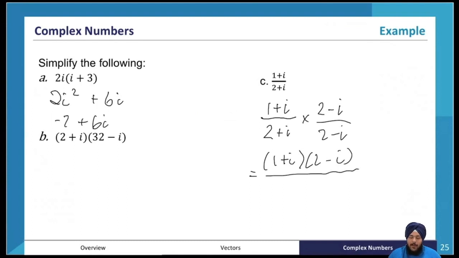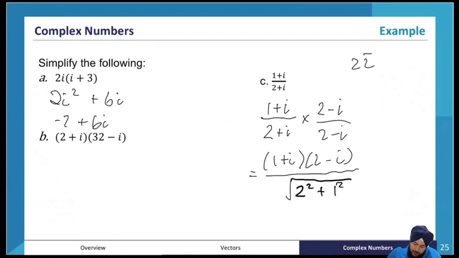And what do we say when we multiply z and its conjugate? We just get the magnitude squared. And the magnitude, we find it the exact same way as the magnitude of a vector. We just square the real and imaginary components, and then we square root it. So 2 squared plus 1 squared.